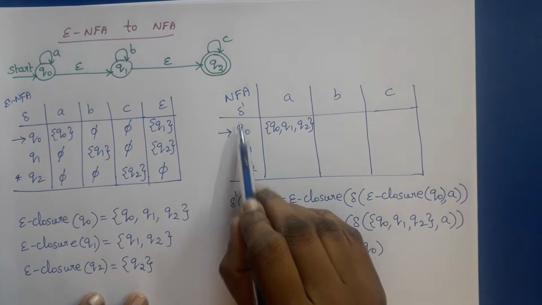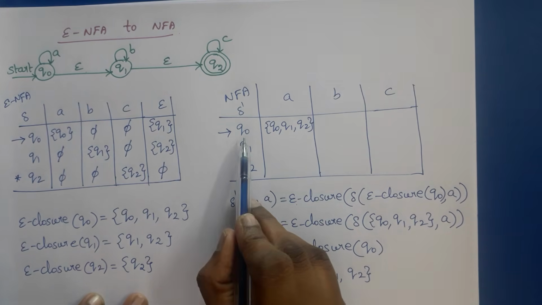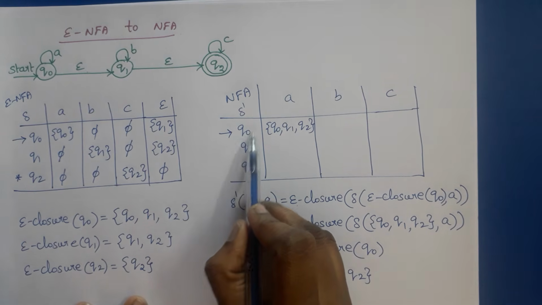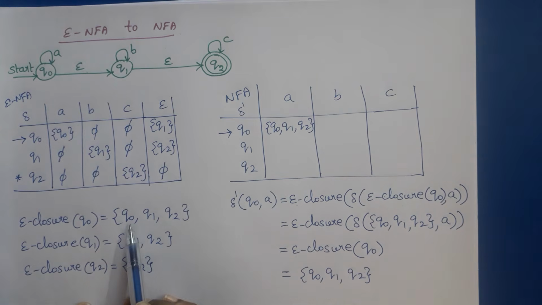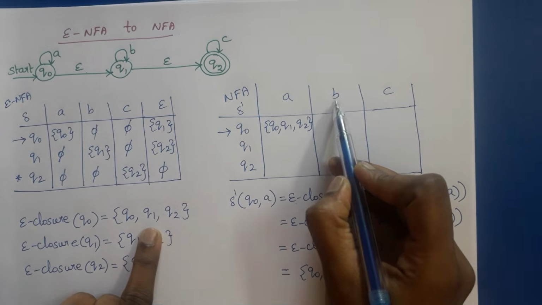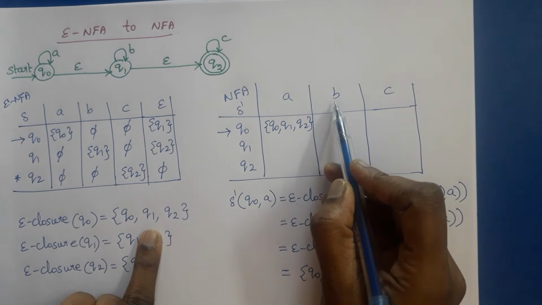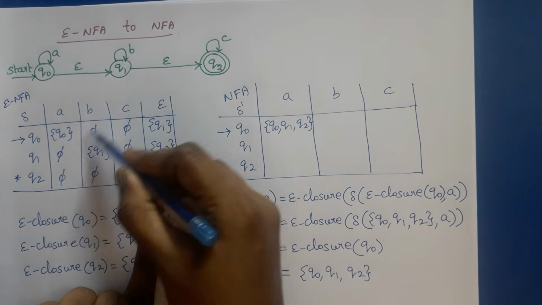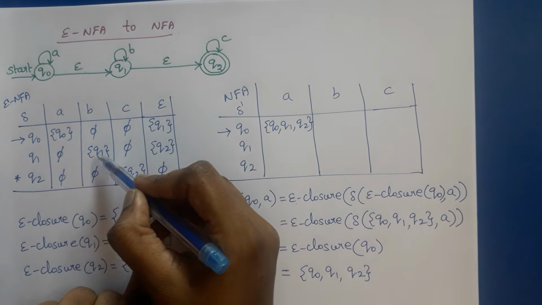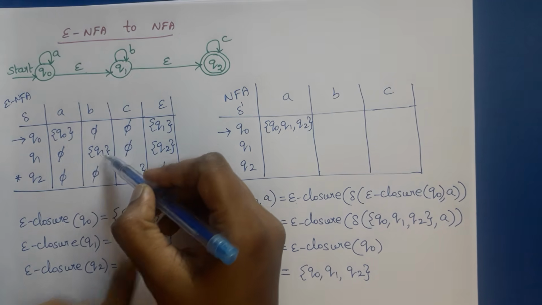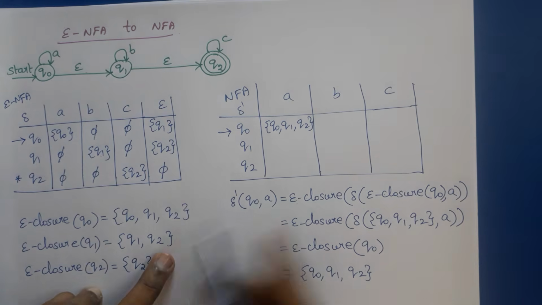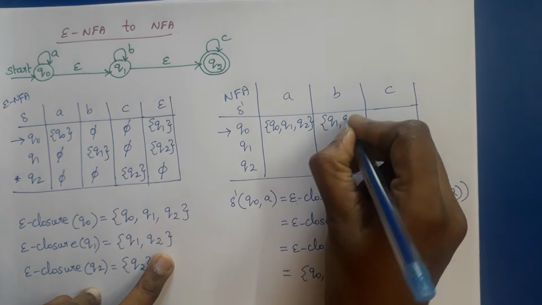So now we can find delta dash of Q0 comma B. If we want to find delta dash of Q0 comma B, first we have to refer to the epsilon closure of Q0. Epsilon closure of Q0 is Q0, Q1, Q2. Then Q0, Q1, Q2 comma B. For this we have to find the delta transition. So delta of Q0 B union Q1 B union Q2 B is phi union Q1 union phi, which is Q1. Then for the result again we have to find the epsilon closure. So epsilon closure of Q1 is Q1, Q2. That should be written here.